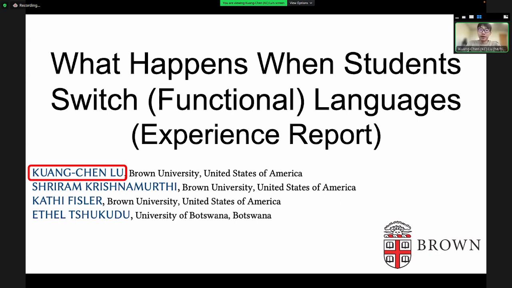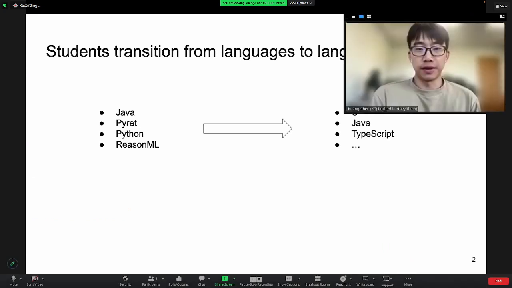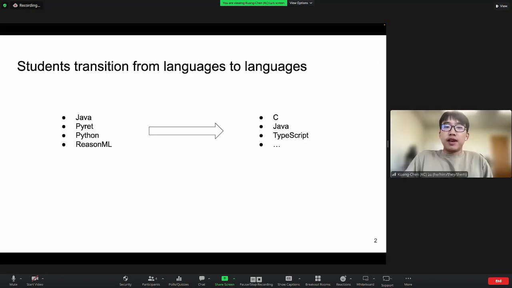And I'm going to talk about what happens when students switch languages, especially in cases where a functional language is involved. Students are usually taught multiple languages in CS curricula. So it is interesting to study what happens when people learn a subsequent language. There are a few things to consider when we study language transfer.